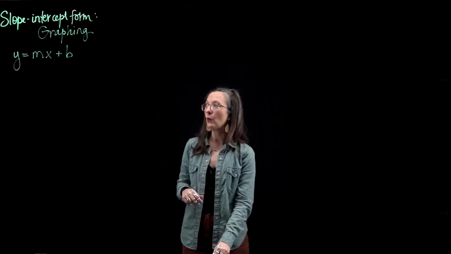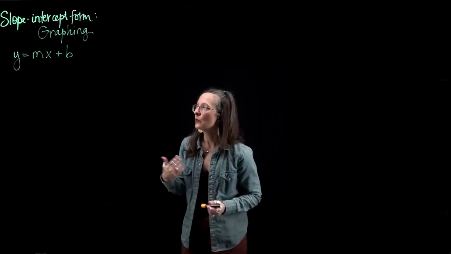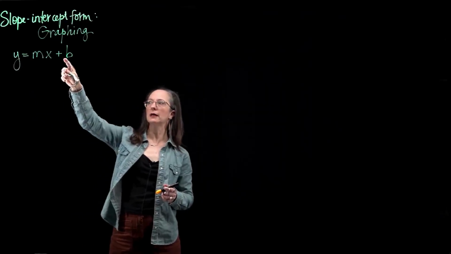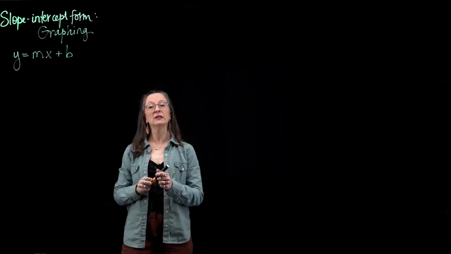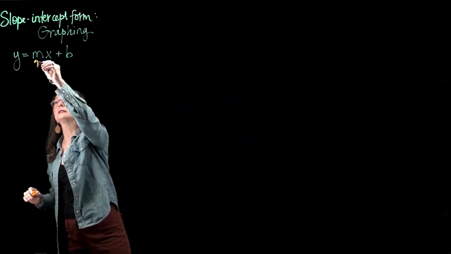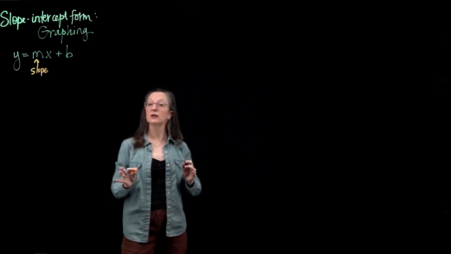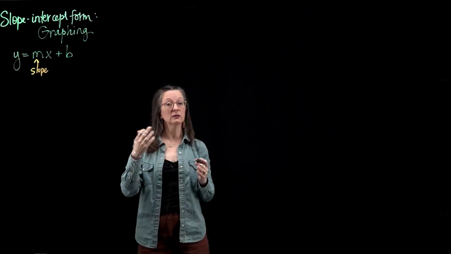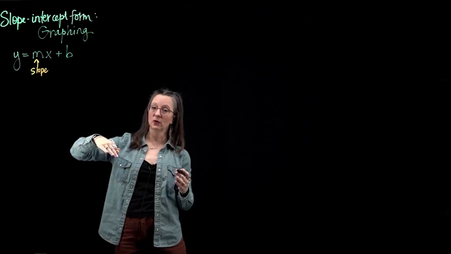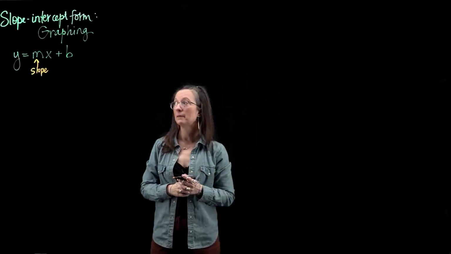So let's talk about what slope-intercept form is and how it's useful to us. When we say slope-intercept form, we really mean y equals mx plus b. In a previous video, we talked about how the m represents the slope of that line. And remember, slope tells us how much it changes left to right. Is it a positive slope that goes up? Is it a negative slope that goes down? Or a horizontal line with zero slope?